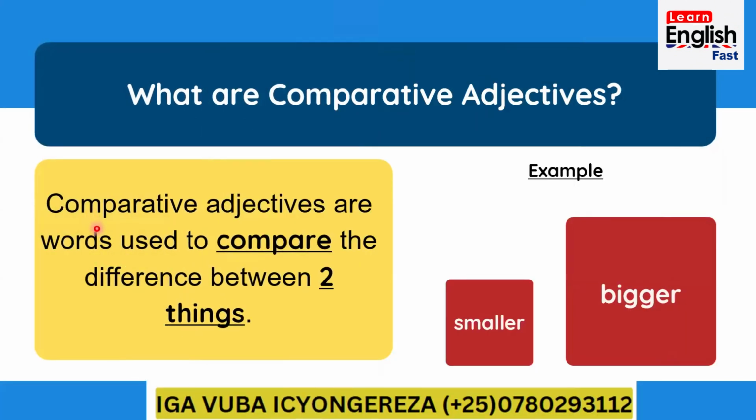Here we have example smaller cyangwa se bigger. Hano turi kugaragaza yuko iki kintu ari kinini gusumba iki, cyangwa tukavuga yuko iki ari gito kuri iki. Okay, bishatse kuvuga ngo we are seeing the difference, turi kureba itandukaniro riri hagati y'ibi bintu bibiri.